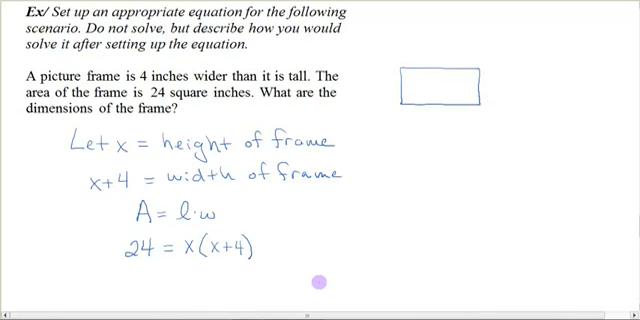And of course, you're probably most likely going to get an answer that doesn't make sense here because this is a physical application. So you would throw that nonsensical answer out and keep the one that does make sense. Remember to get your units there as inches. So we'd say the height of the frame is whatever inches, and the width of the frame is whatever inches.